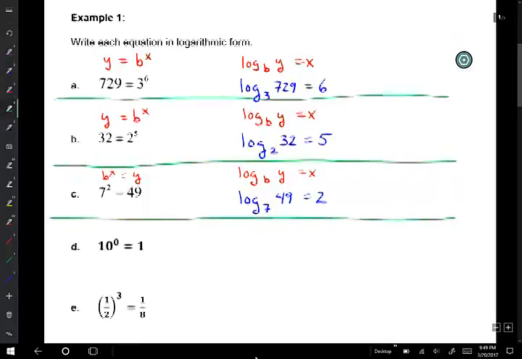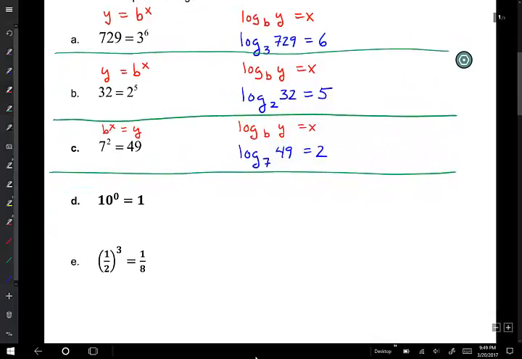Let's try our next one. Once again, let's write our equation. b to the x equals y, where the log base b of y equals x. So this is the log. Our base this time is 10. Our y value is 1, and this equals 0.